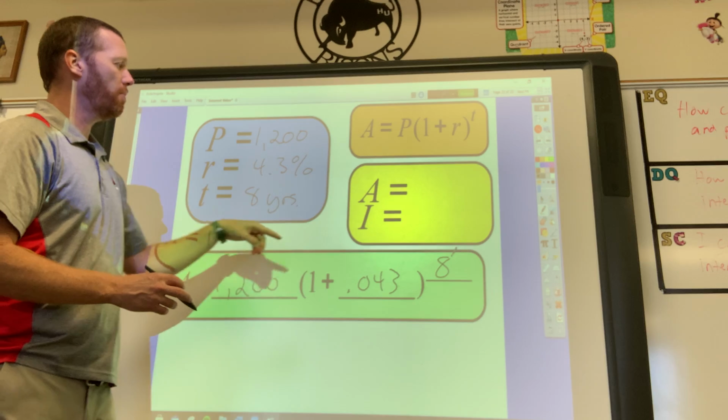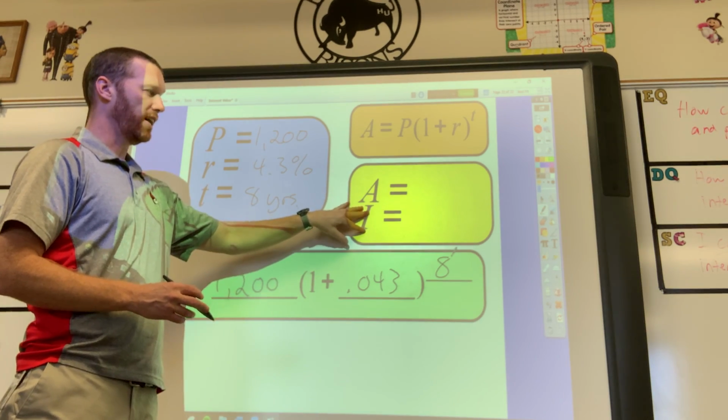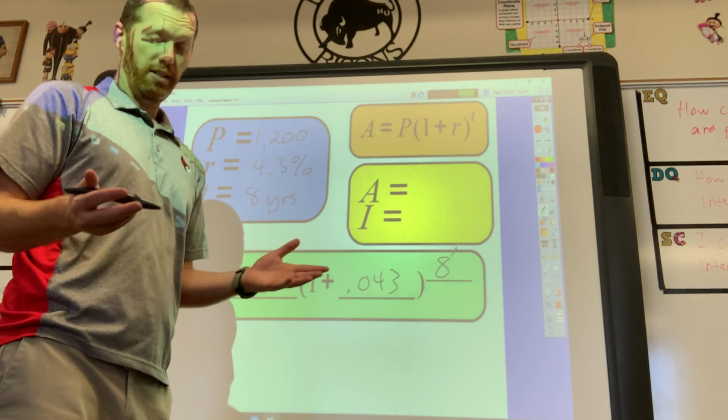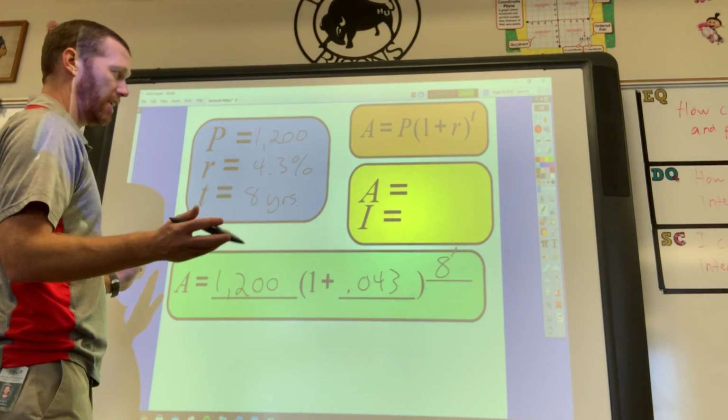But then you need to be able to go back and find out how much interest was gained, because sometimes the question asks for one, sometimes the other, sometimes the difference, sometimes both. There are a lot of things that can happen with that.